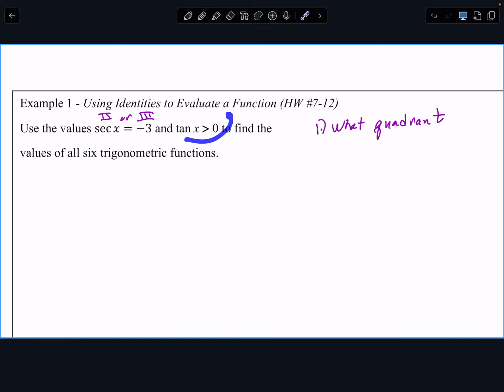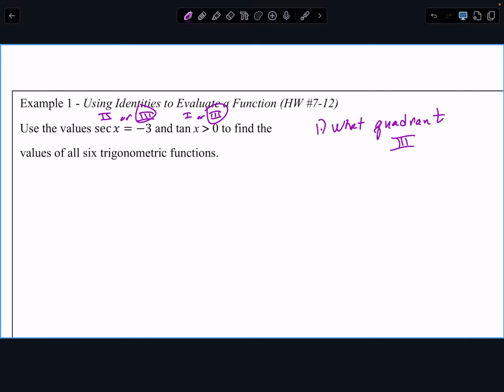And then tangent is positive. Tangent's positive in quadrants 1 and 3. That's a fancy way of saying tangent's positive. So tangent's positive in 1 or 3, and they both have to be true, so they both involve quadrant 3, so I know it's in quadrant 3. And that means tangent and cotangent are positive and the other 4 trig functions are negative.